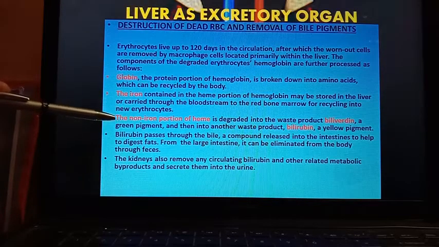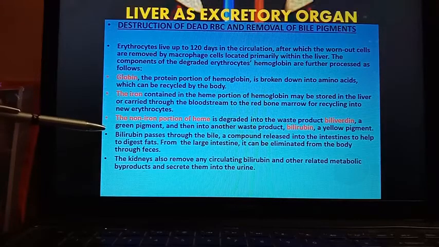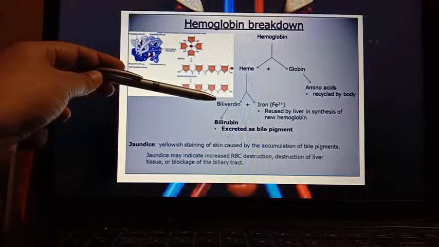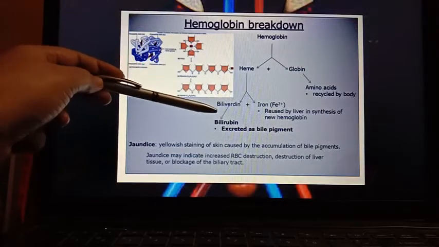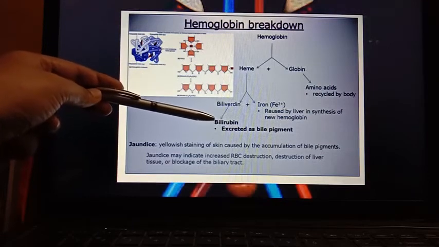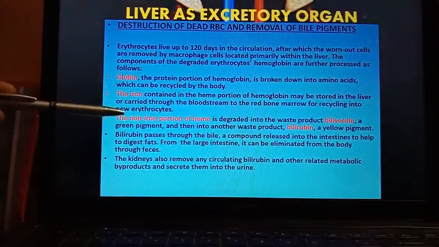and then it is converted to another pigment, that is bilirubin, a yellow pigment. Here you can see the non-iron part is converted to the biliverdin, which is green pigment. Then again it is converted to the bilirubin, which is yellow pigment. Both act as bile pigment.